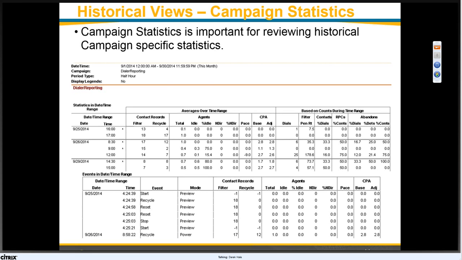And so, at the start, recycle and reset, what our stats were for those events. It's broken out in the bottom panel, so you can scroll through and say, at 4:25 when we stopped the campaign, we had 18 in our filter size, but 0 in our recycle table. So it gives you just a moment in time of what was going on.